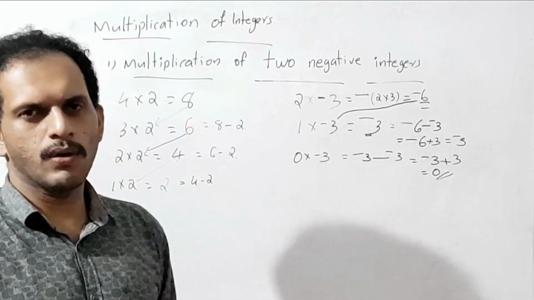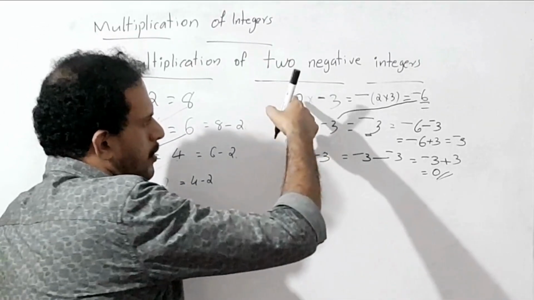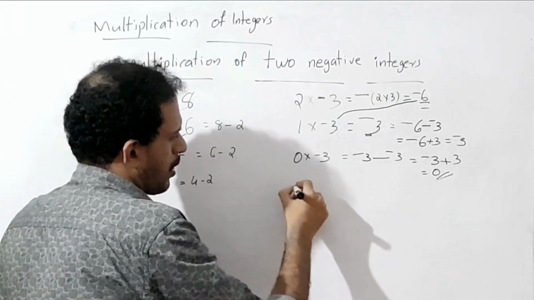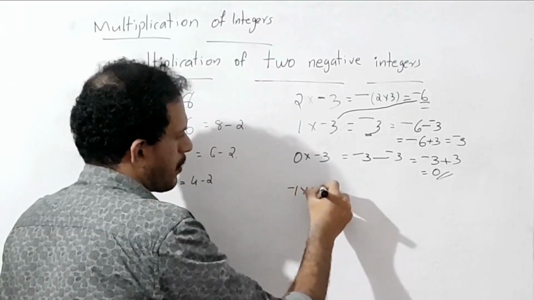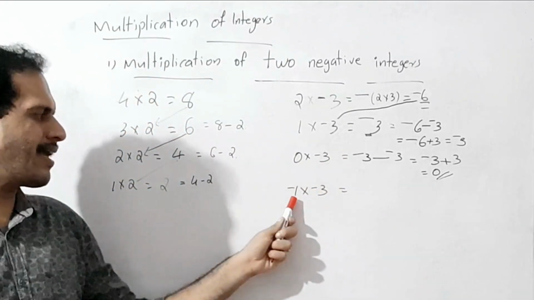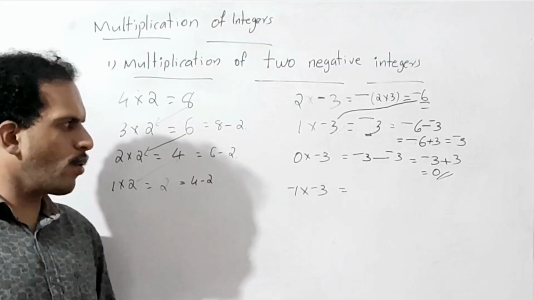Minus 3 plus 3 is equal to 0. We studied, correct? The next, 2, 1, 0. Then after that, what is the number? Minus 1. Minus 1 into minus 3. We don't know. Here we are multiplying two negative integers, minus 1 and minus 3. Okay, we don't know the answer.